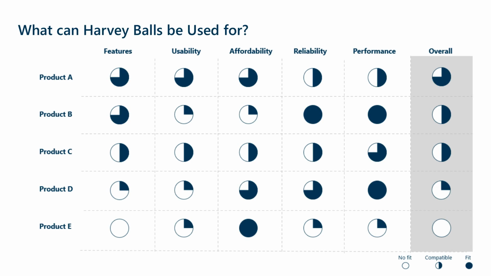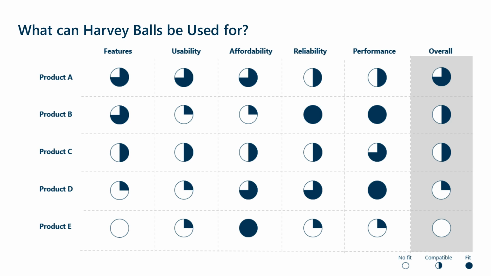The first shows a product comparison of 5 products which are compared on the following criteria: features, usability, affordability, reliability, and performance, as well as an overall score. The Harvey ball fill indicates the level of satisfaction of the particular criteria. This shows the power of using Harvey balls, as qualitative data can easily be compared without using a lot of context.